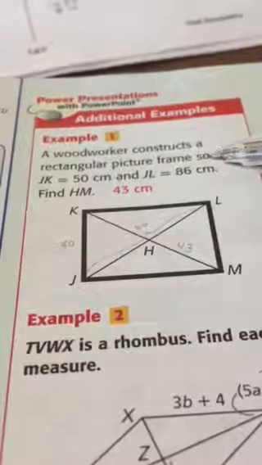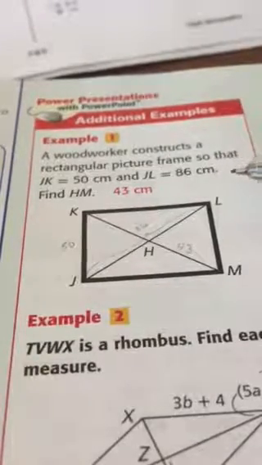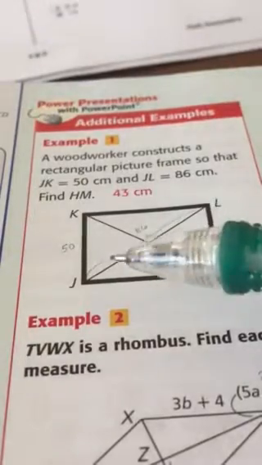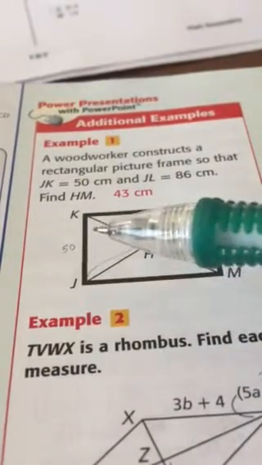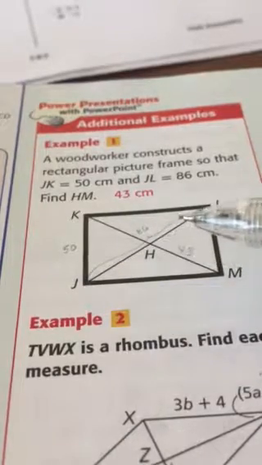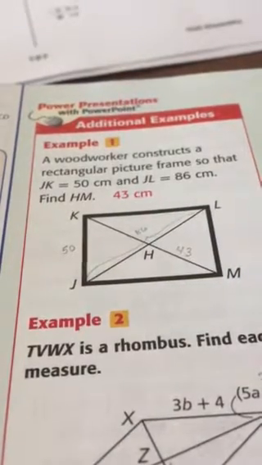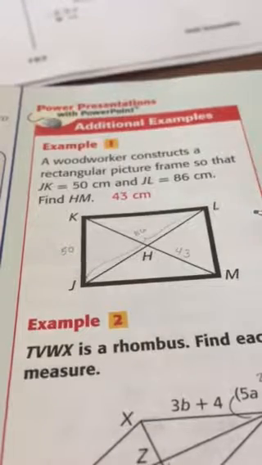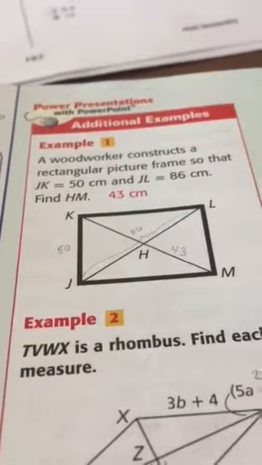Example 1. A woodworker constructs a rectangular picture frame so that JK, as you can see I have labeled JK, is 50 centimeters and JL, and you can see how I've labeled that here, is 86 centimeters. Find HM. Well, we need to stand back and try to remember what we know about rectangles.